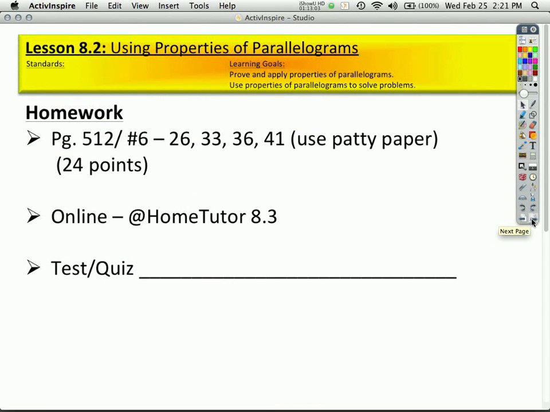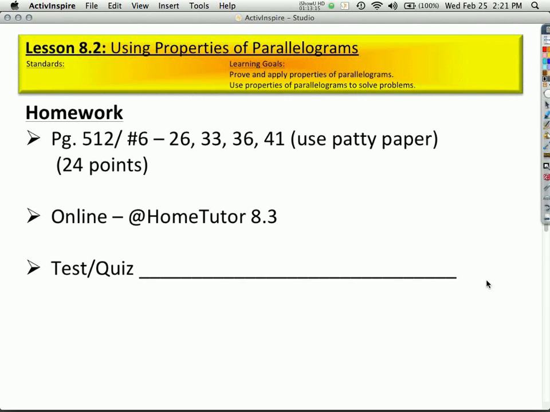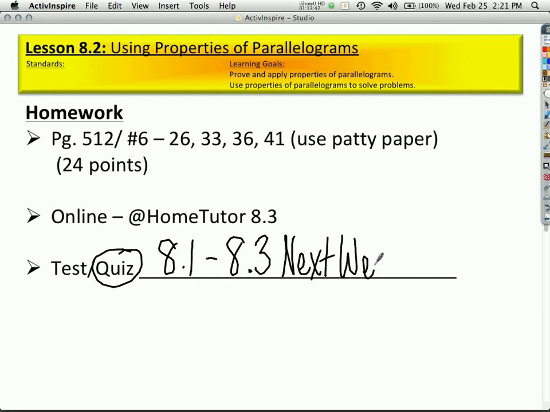So, your homework is on page 512. You're going to do numbers 6 through 26. You're going to do 33, 36, and 41. 41 is an activity that you have to follow the instructions for, and I have to give you several sheets of patty paper to make it easy to do. So I'm going to do that in a moment. I'd like you to do the at-home tutor for 8.3, and you will have a quiz on 8.1 to 8.3. Today's Wednesday, so it's going to have to be next week sometime. I'm not sure when because I have to wait to find out the schedule for the writing test.